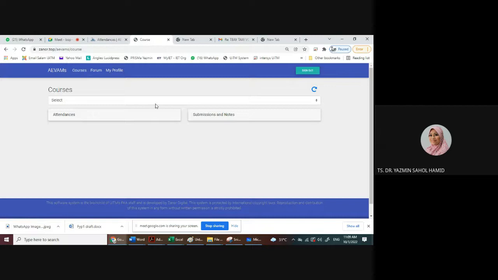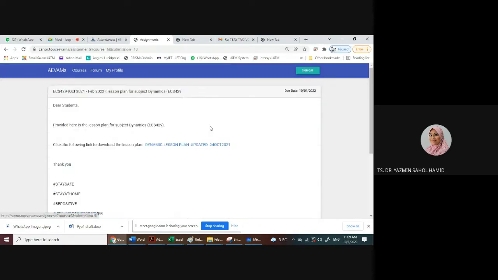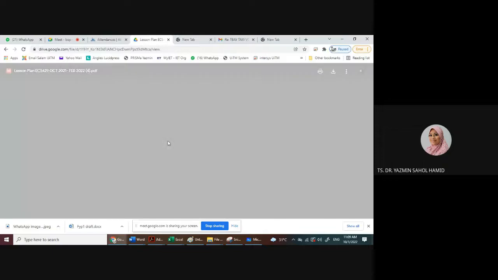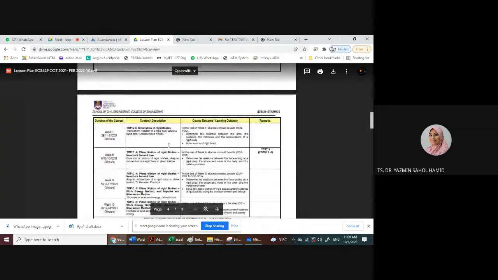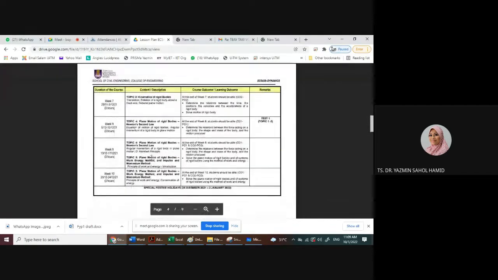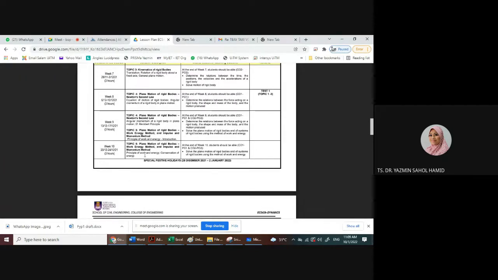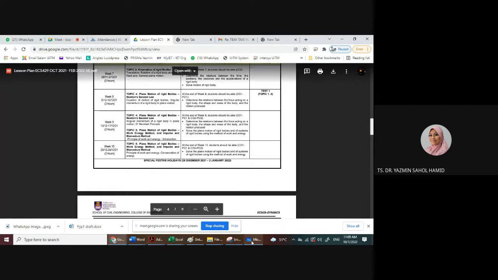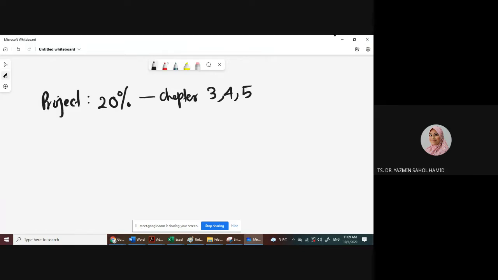If we go back to our lesson plan, just to go through it with you: chapter 3 is plane motion of rigid body using kinematics of rigid body. Chapter 4 is plane motion of rigid body using Newton's second law. And chapter 5 is plane motion of rigid body using work energy method and impulse. So what is chapter 3? Kinematics of rigid body.